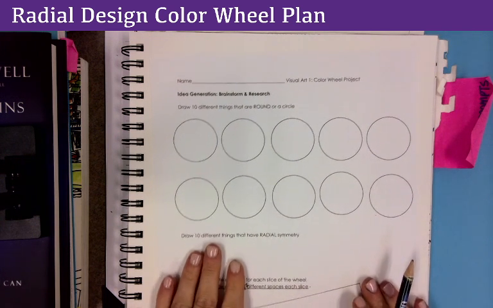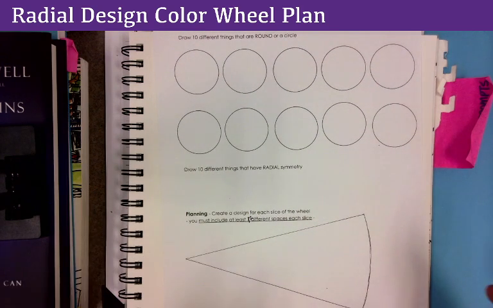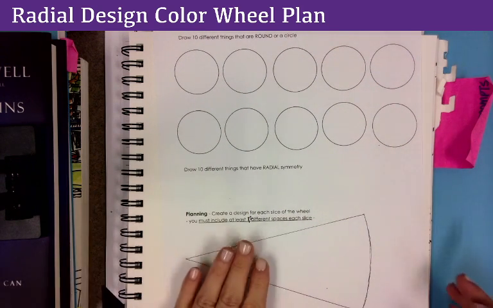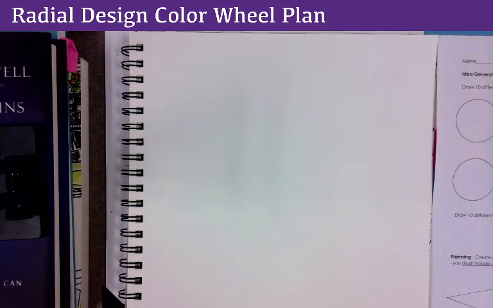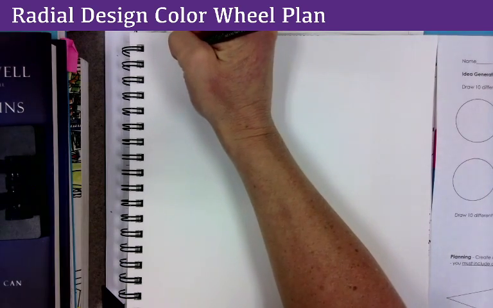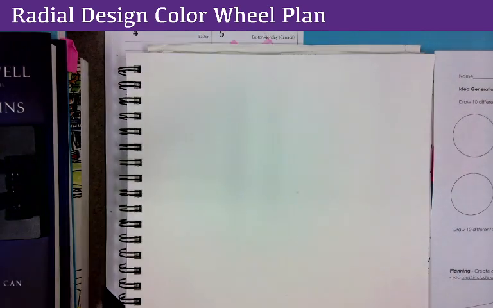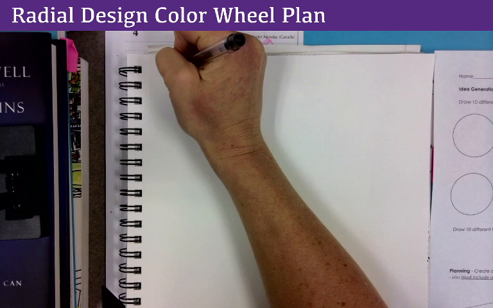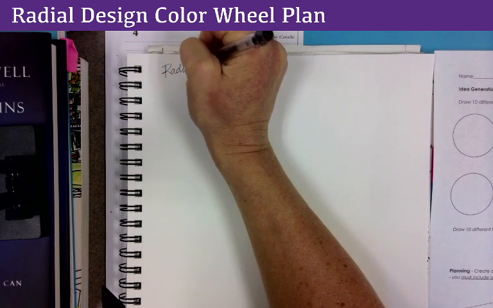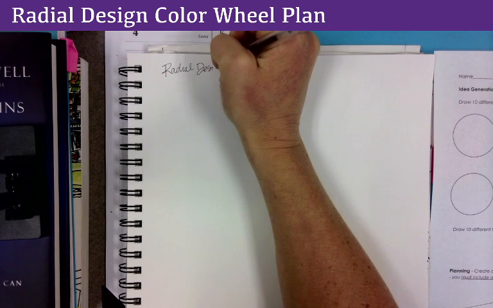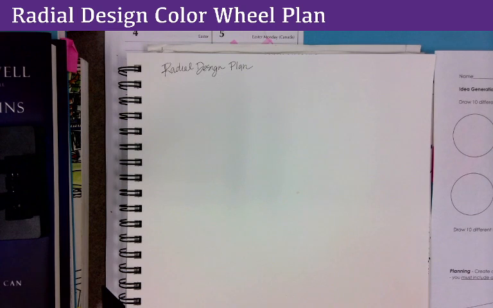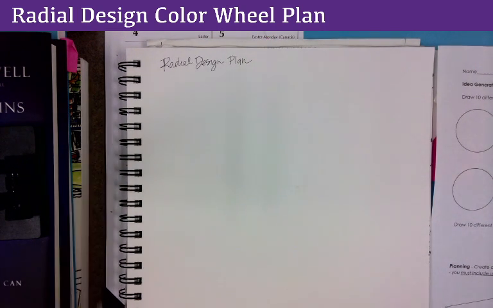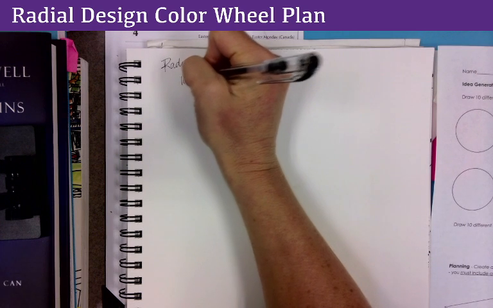If you're in class, you're going to get a worksheet that looks like this. If you're not in class, you're just going to recreate this in your sketchbook. I'm going to move this off to the side and walk through how I am doing this. The first thing is, of course, I am going to label my page so I know what this is: radial design, and I'm just going to shorten it, plan.